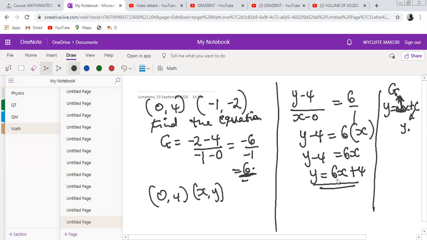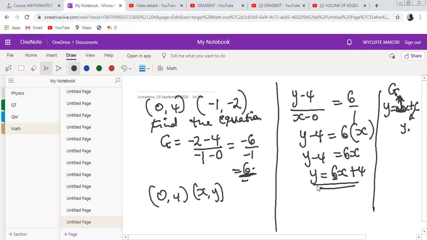Therefore, our m, which is the gradient, is 6. And actually, that is what we got here. So the gradient that you found here is going to be the number that is going to be adjacent to x. Then you add plus 4. And plus 4, in this case, it is the y-intercept.